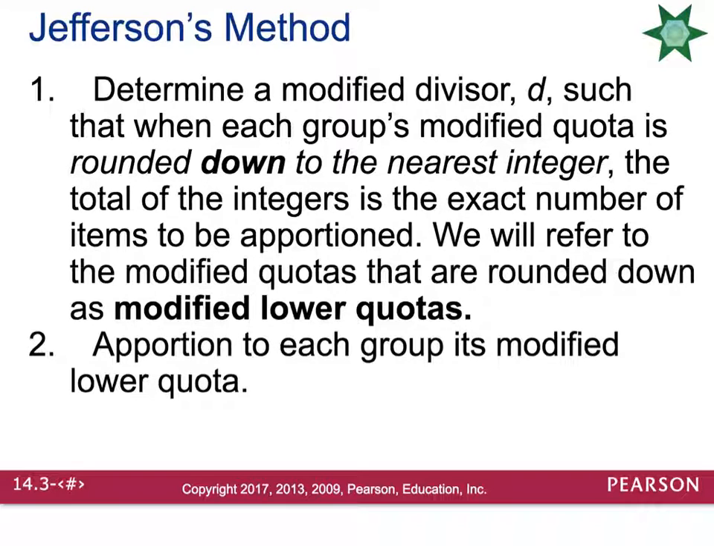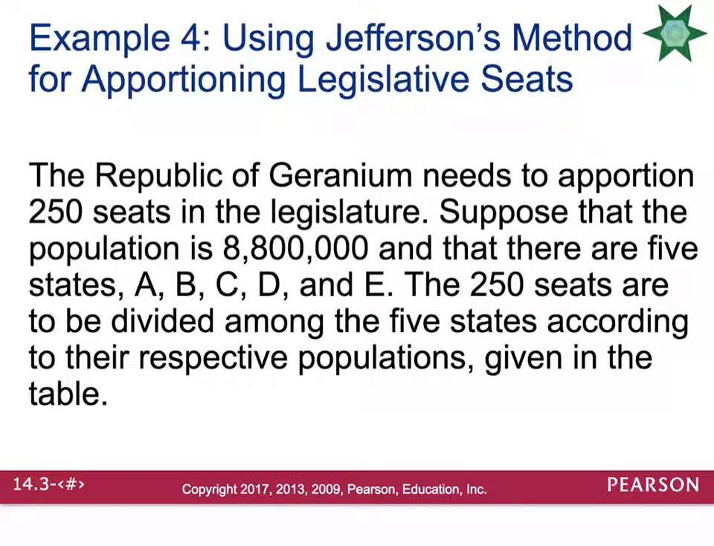Now, as far as calculating that modified divisor, it's kind of a guess and check method. You just have to keep trying until you find one that works. There is often more than one that will work. Once you've found the modified lower quotas, you can just apportion each group its modified lower quota. So let's look at an example.